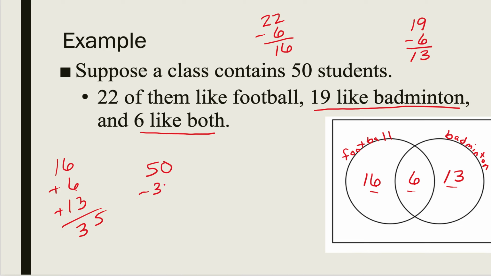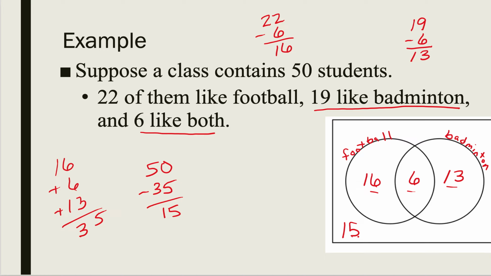Let's see, we've got 35 accounted for, so that would leave me, those 15 students are going to sit in the box somewhere. Okay, not in the circles because they don't like football, they don't like badminton, they don't like both, they like none of that, so they will sit in the box, but not in either of the individual events. Okay, so that is how we construct a Venn diagram for a particular problem.